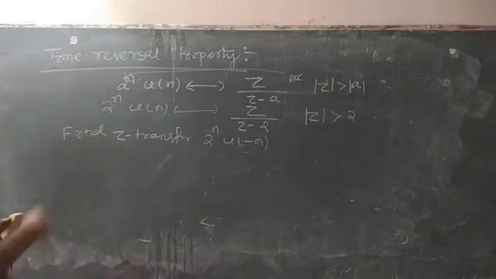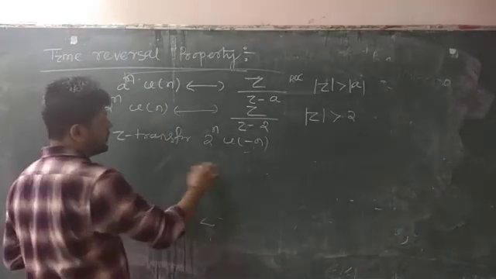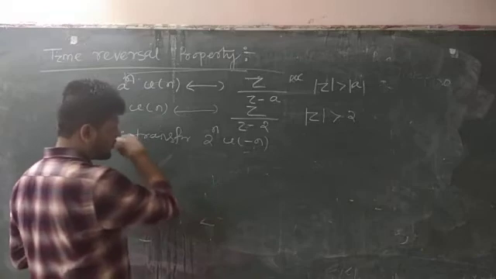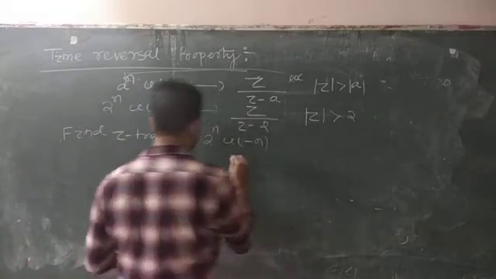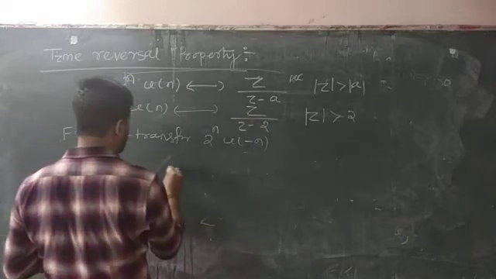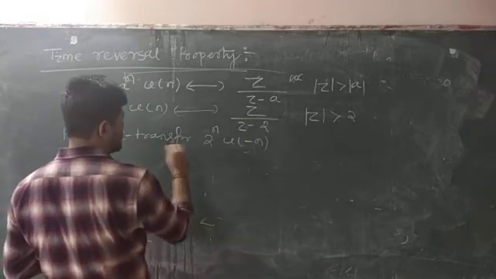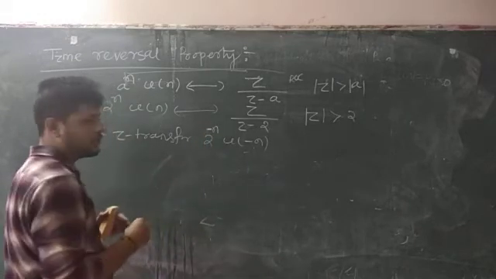The question will be given as 2 to the power minus n u of minus n. Then first you have to find this for u of minus n, then you have to take it as common. Then what will be this Z transform? Then replace Z, because you know just x of n, the question will be 2 to the power minus n u of minus n.